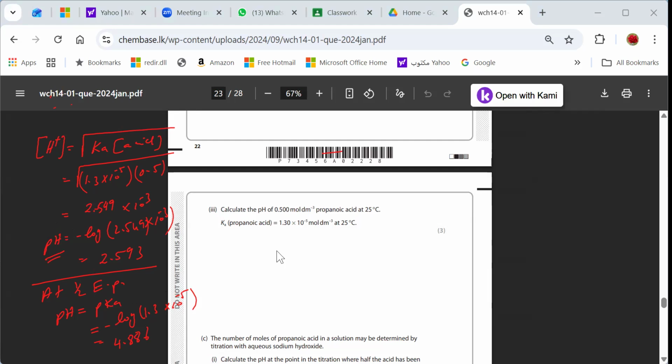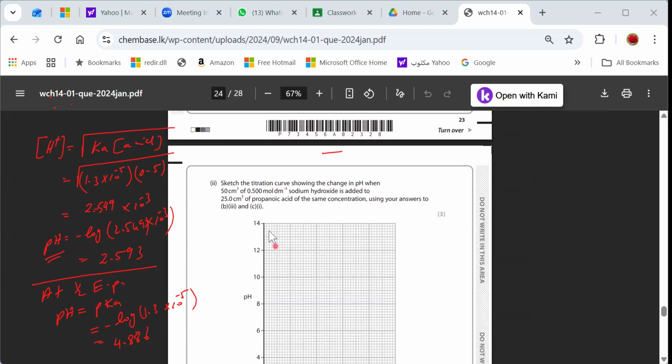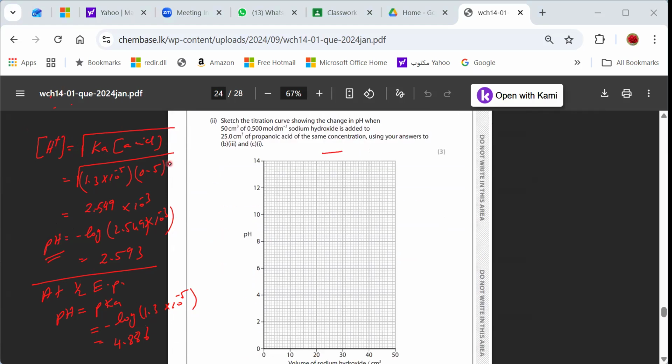Now in the last part, they said sketch the titration curve showing the change in pH when we added this. We start the titration curve at the pH of the weak acid, which is 2.6. So we will start our curve from here. And since it is a weak acid, this means that there will be a rise in pH before a gradual change. Now we want to know the equivalence point.